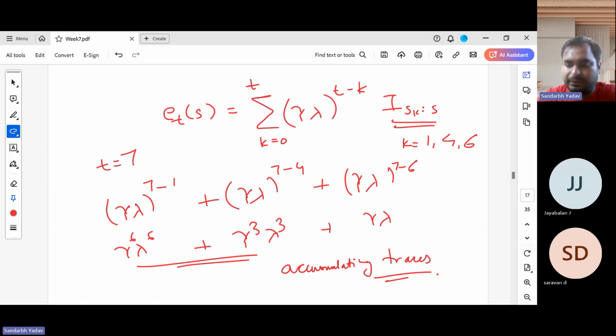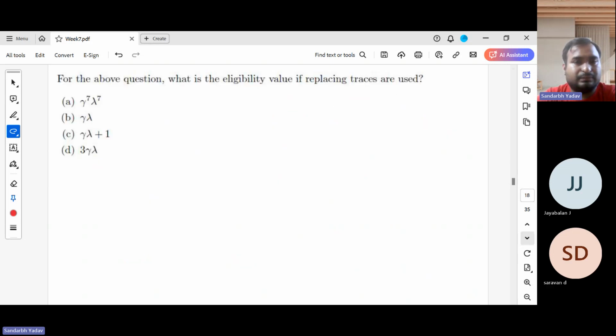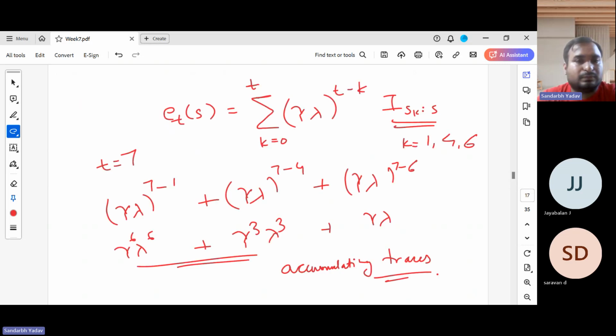Okay, so I hope you got this. Now I'll move to the next question. For the above question, we are considering the same question: what is the eligibility value if replacing traces are used? So maybe I'll write it down.